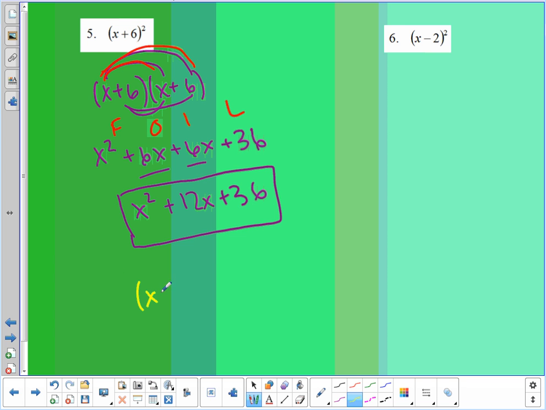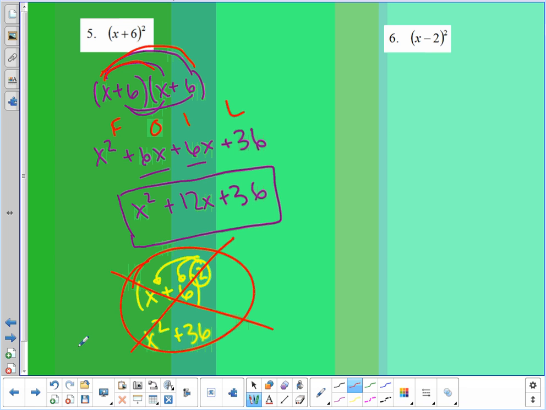Now, here's what people try to do all the time. They try to take x plus 6 quantity squared and just do this and call it x squared plus 36. Don't do that. That is bad. Look at the difference. You have x squared plus 36. Here you have x squared plus 12x plus 36. This drops your middle terms. You would have lost out on the O and the I, and then that's bad. You just lose the middle term, and that's bad. Okay, so do not just square both parts and then add them together. You have to FOIL. You have to do the binomial times itself.